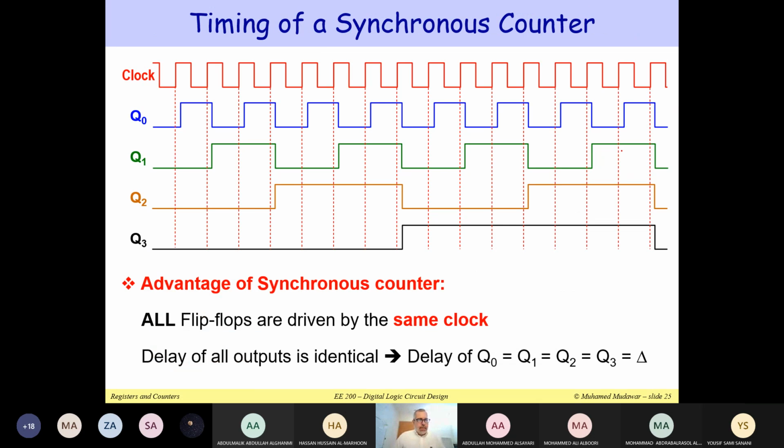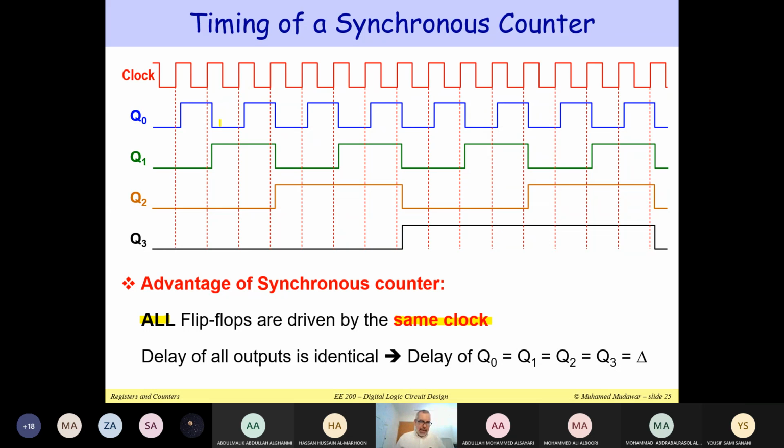Next, timing of a synchronous counter. Now, why do we say that the synchronous counter is better than the ripple counter? It's based on the timing. Notice that the advantage of the synchronous counter is that all the flip-flops are driven by the same clock. That's the main advantage. And therefore, the outputs are going to have exactly the same delay.